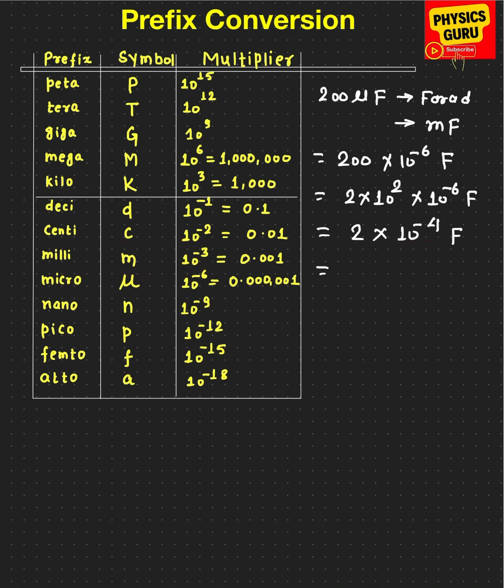So I'm simply going to write down 2 times 10 to the negative 3. And let me do it this way. 10 to the negative 1 and 10 to the negative 4. The farad.